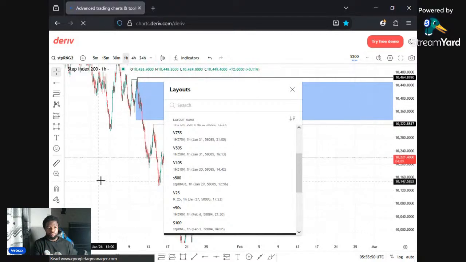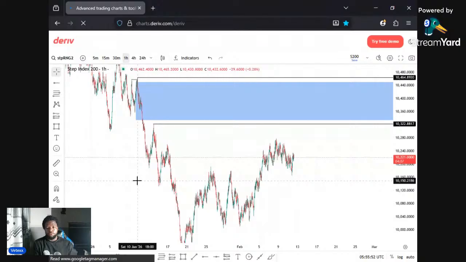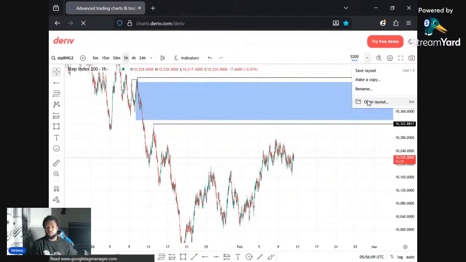So we'll add Step 200 to our 1 hour. So we're anticipating a sell on Step 200 too. Now let's check the next.